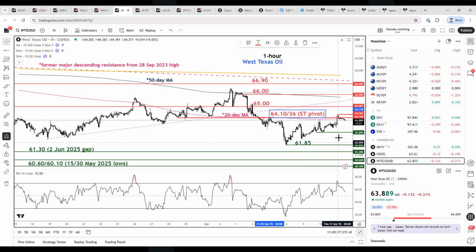A breakdown below 62.90 would revisit the last Friday swing low area at 61.85, right? Only a bullish breakout above 64.36 will invalidate today's bearish bias to see a further squeeze up towards the 65 figure level, followed by the 66 figure level that confluences with the downward sloping 50-day moving average for the West Texas oil. All right, so that sums up all the intraday technical outlook on the broad-based cross asset classes.